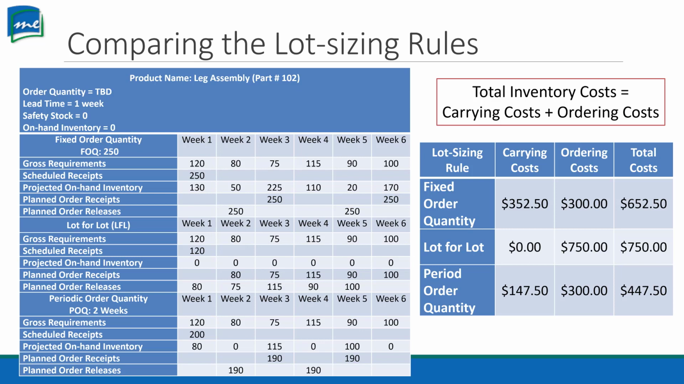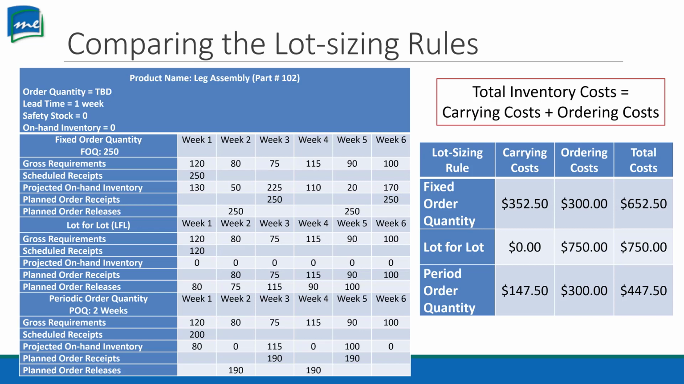it looks like the period order quantity for this leg assembly is the best way to go, where we're ordering multiple periods at a time. So we're ordering materials to last multiple periods. And that could be the best way. But if it was a different item, with different carrying costs and different ordering costs, it could be that the lot for lot or the fixed order quantity is best. So in this case, the period order quantity is the cheapest, which might be the driving factor because it is nearly $200 less than a fixed order quantity, and over $300 less than a lot for lot sizing rule that we can use. So that's how we can figure how to order our products.